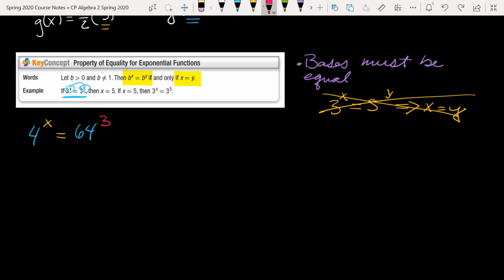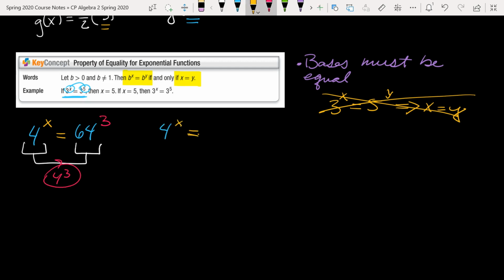But here's where the trick of all of these problems comes in. In many cases, the bases will be exponentially related to each other. When I say exponentially related, I mean that one of them is likely to be a power of the other. Then this problem becomes a simple one of just using the properties of exponents we already know to solve for x. So what is the relationship between 64 and 4? Well, 64 is 4 cubed. So let's rewrite that.